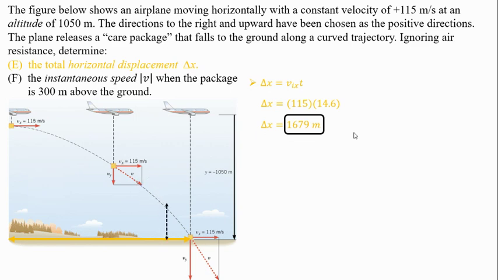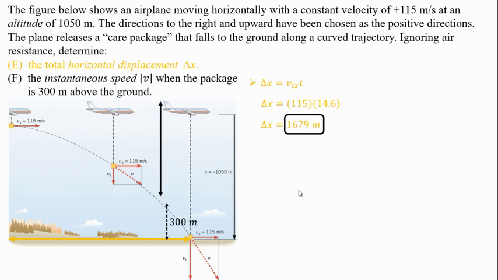Now, part F. Part F is super easy to do. This one is a little tricky, but it's not that bad. It says, what is the instantaneous speed, aka the absolute value of V? So here essentially it says, don't find the angle. Just tell me how fast it's moving when the package is 300 meters above the ground. This black arrow that just bounced onto the screen is not drawn to scale. It wants us to find how fast it's moving 300 meters off the ground. Well, that is 300 meters about. Not drawn to scale again. This is just to help you visualize things.